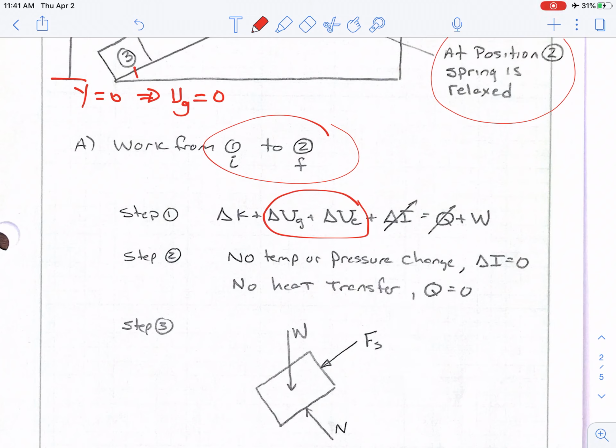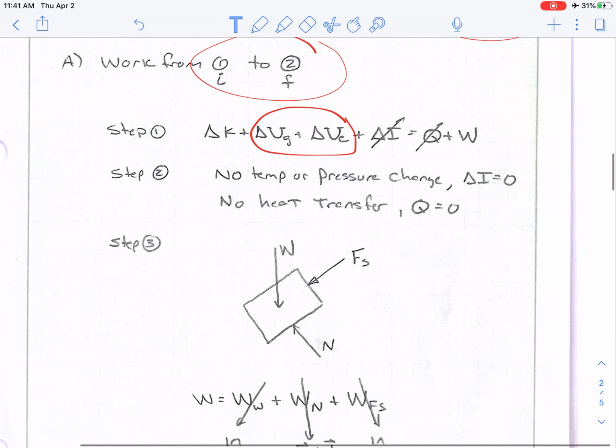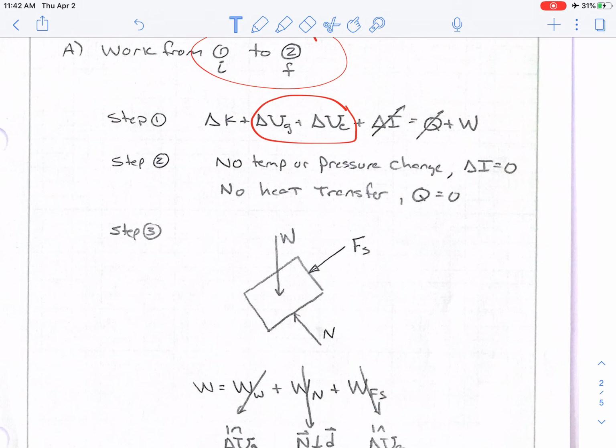Okay, so next we are on the energy conservation equation, and if you are crossing any terms out, you need to explain why. Again, I usually write them next to the arrows, but you can also write them as step 2 in more detail. So here we crossed out delta I and Q, and delta I is the internal energy. So it depends on the molecular level changes, and that happens if temperature or pressure is changing. So we are saying there is no temperature or pressure change, so delta I is taken to 0.